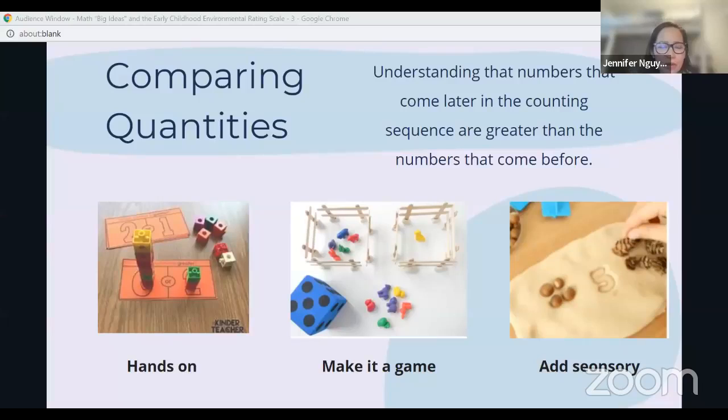But again, what we're really going after is understanding that the numbers that come later in the counting sequence are greater than numbers that come before. 2 is less than 4. 5 is more than 1. So again, that can be memorized, but it's better to have the concepts come alive and be deepened by these types of math activities.